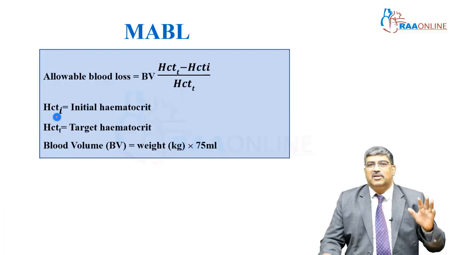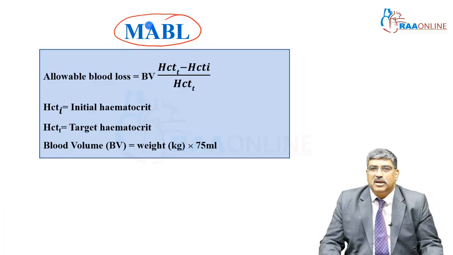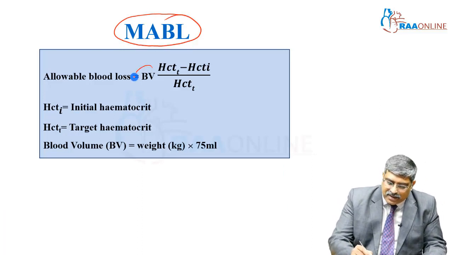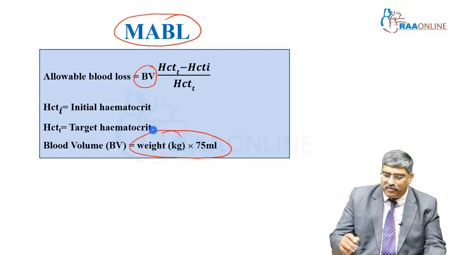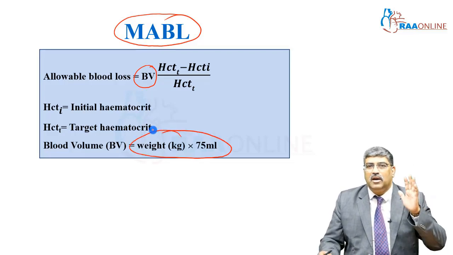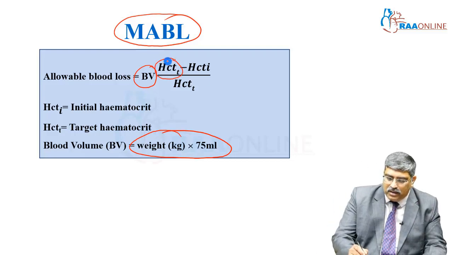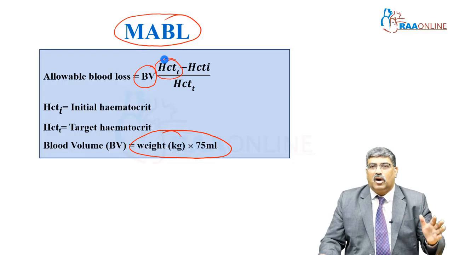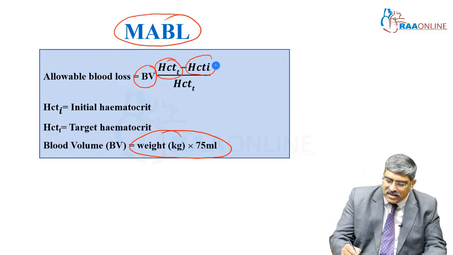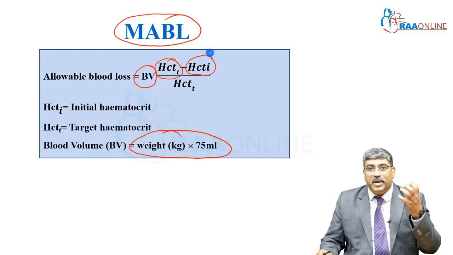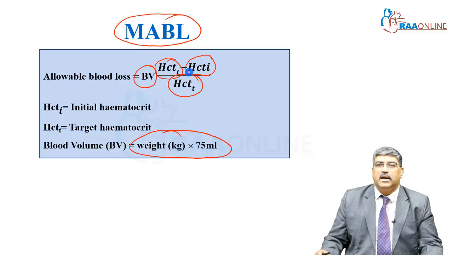Now coming to a terminology called maximal allowable blood loss. Here you calculate the blood volume, which is nothing but weight into 75 ml per kg in a normal adult, and you have a target hematocrit. The normal target hematocrit is around 40, and you look at the patient's initial hematocrit. What is the patient's initial hematocrit? And divide it by the target hematocrit.